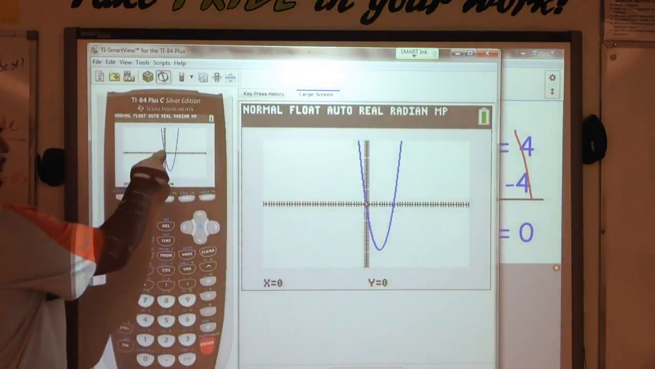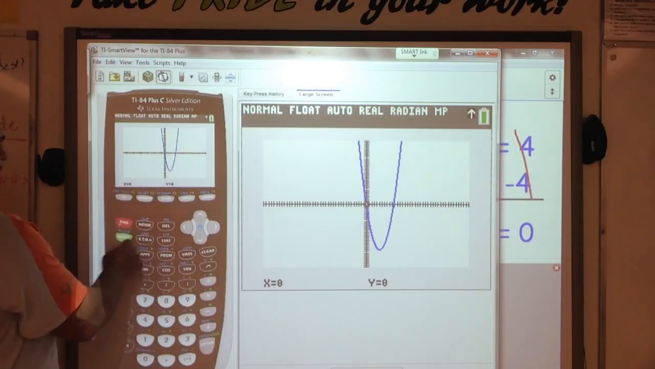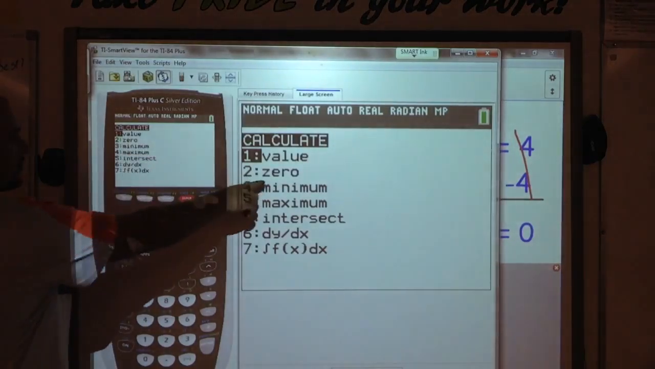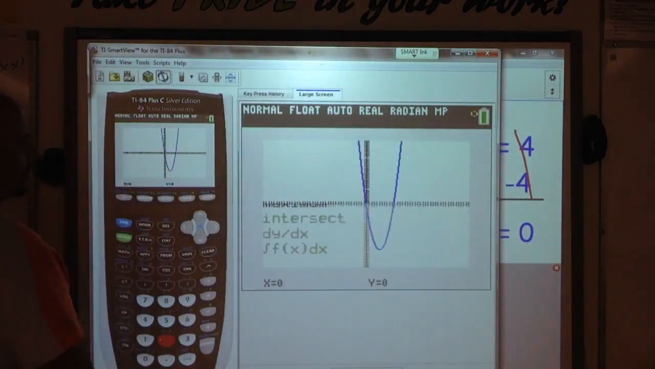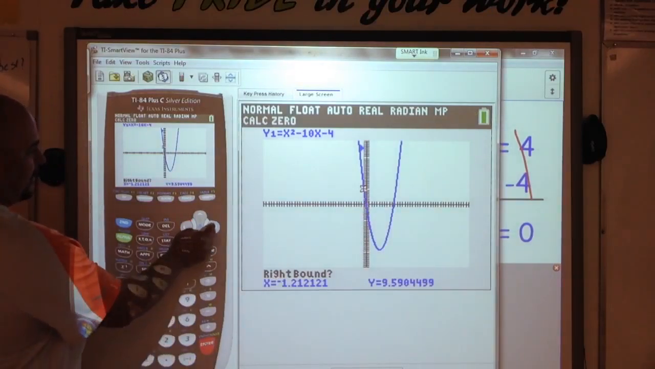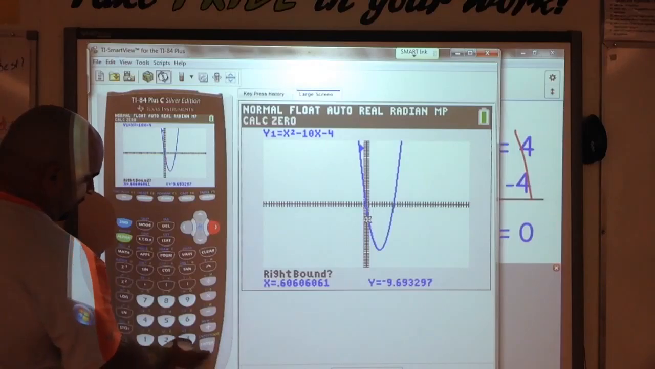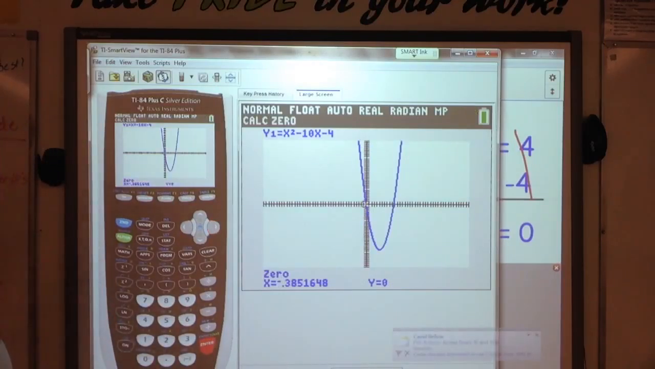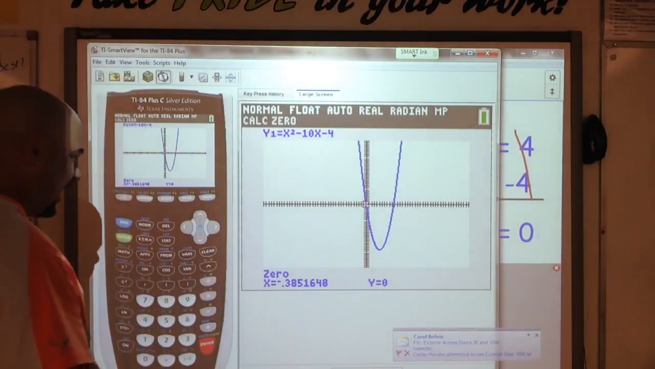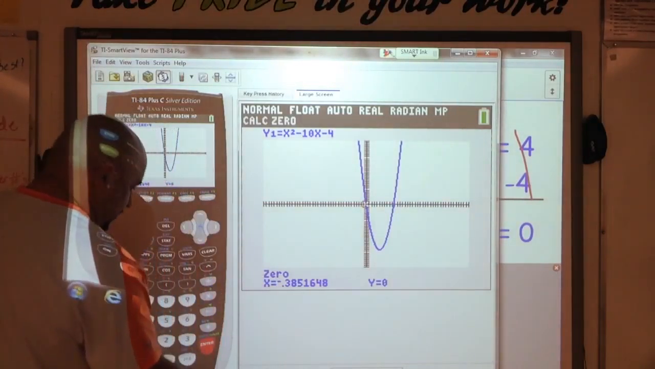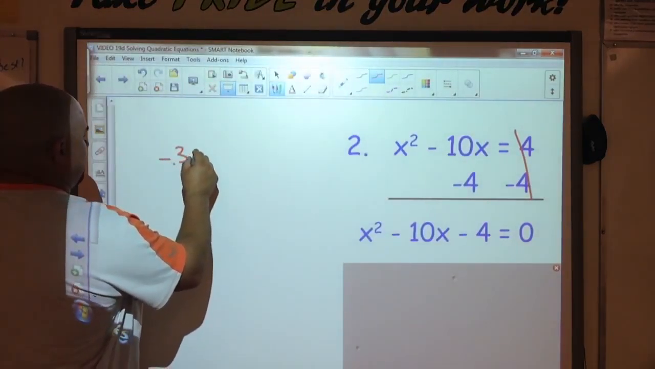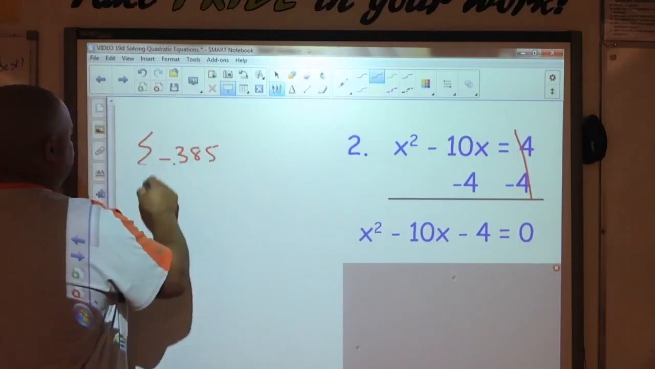So what I'm going to do is find the first one by hitting second and trace, and I'm going to look for the zero. See the zero here, number 2? So I hit number 2. I'm going to go to the left side of that point, and then go to the right side of that point and hit enter twice. I get a decimal. It says -0.385. So I can write that down: -0.385. That's one of them.